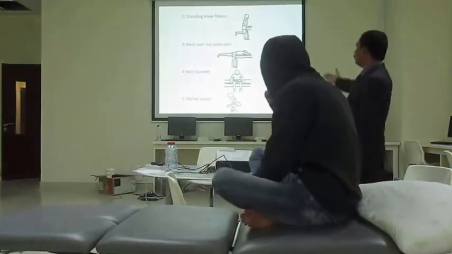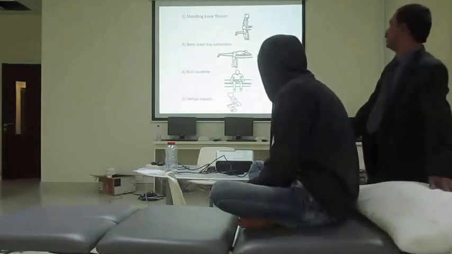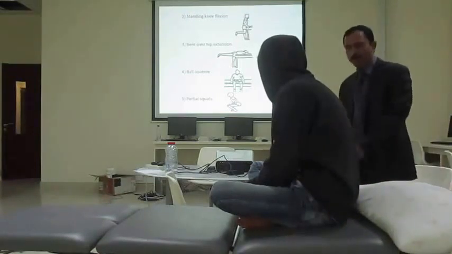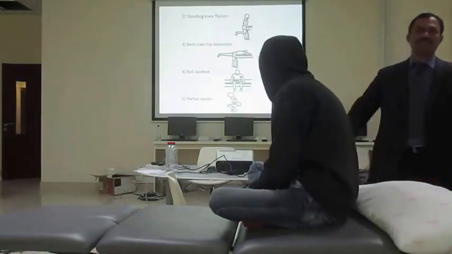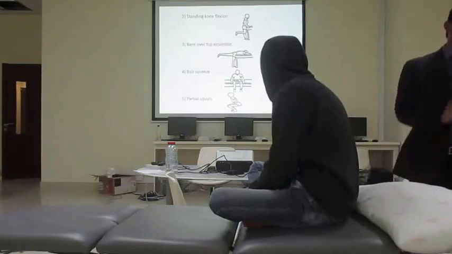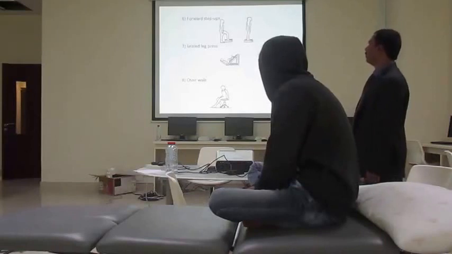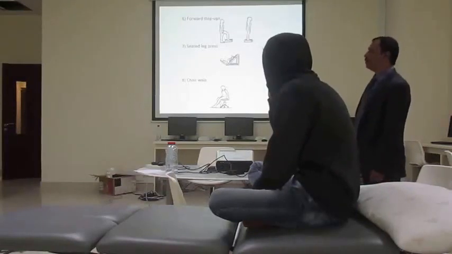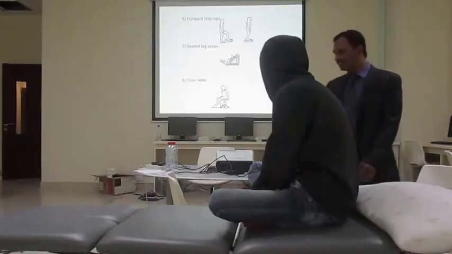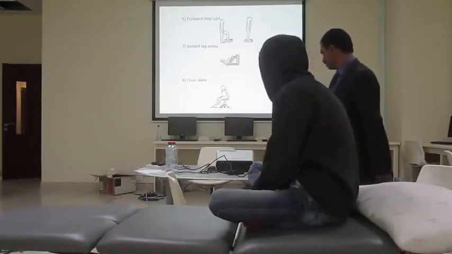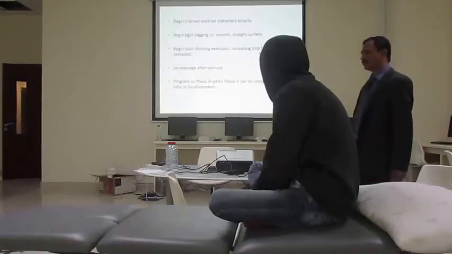Standing knee flexion, bending over and performing hip extension like this. Then ball squeezing, keeping a ball between the thighs and squeezing. Then partial squats, slightly lowering down, not full. These are the exercises for the hamstring. Then forward step up, like this, stepping up. Then leg press, pressing the leg against weight. Then chair walk, sitting on a chair and walking. You can see the picture. All these exercises are for the quadriceps.